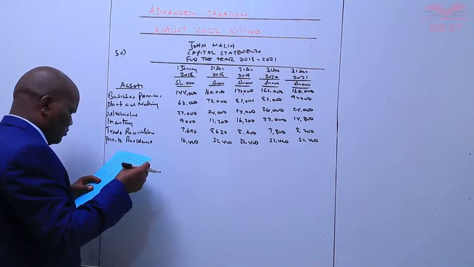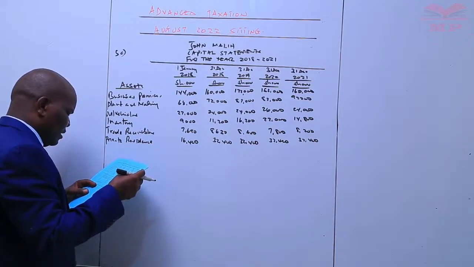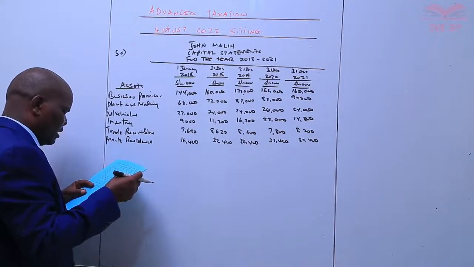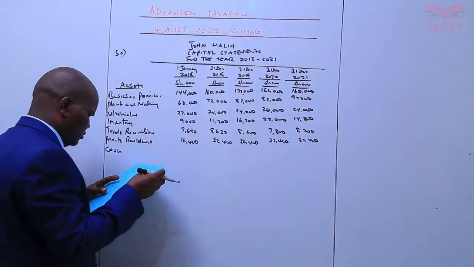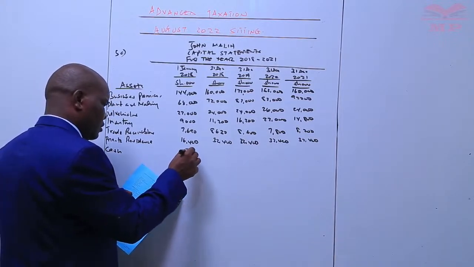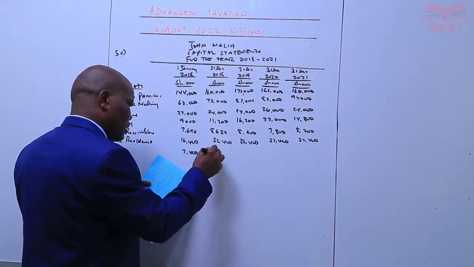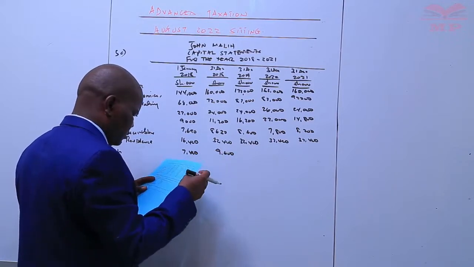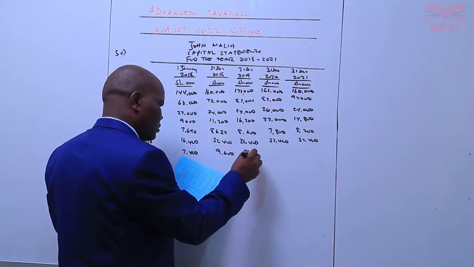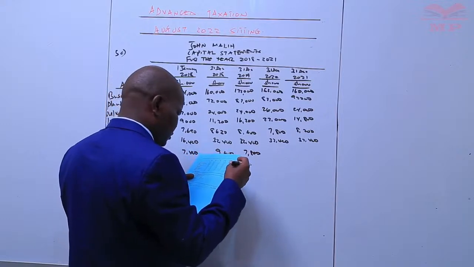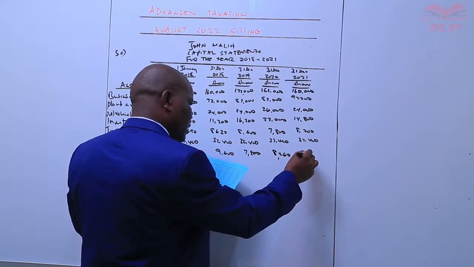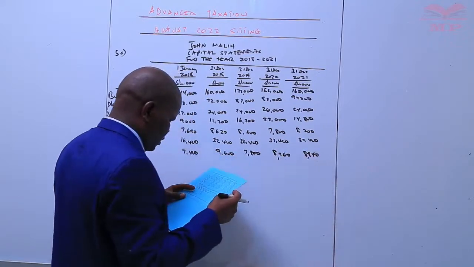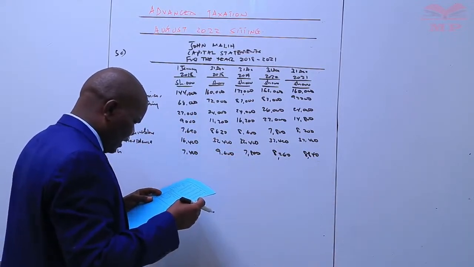Trade payables are liabilities, bank loan is a liability, loan from a friend is a liability, mortgage loan is a liability. Then you have cash. Cash is an asset: 7,400, 96, 78, 8260, and 8840. That is all in terms of assets.